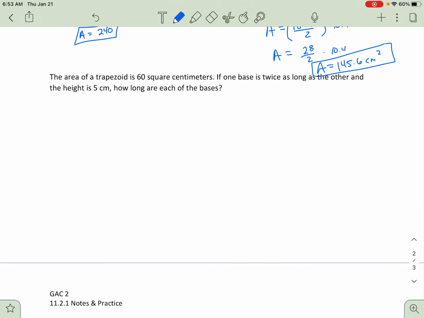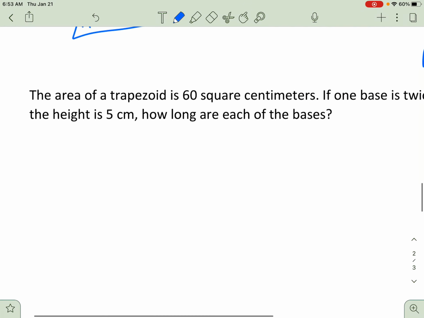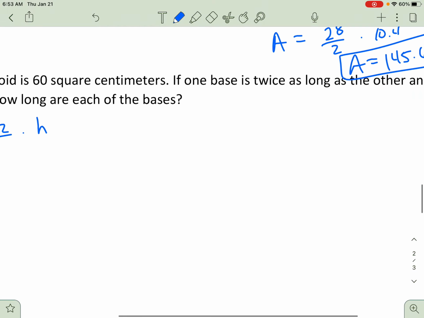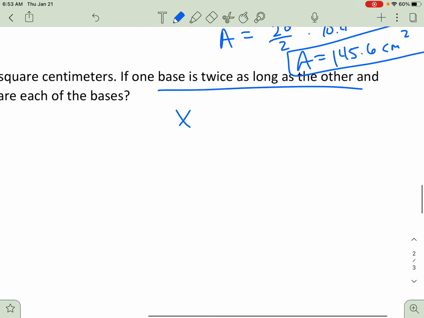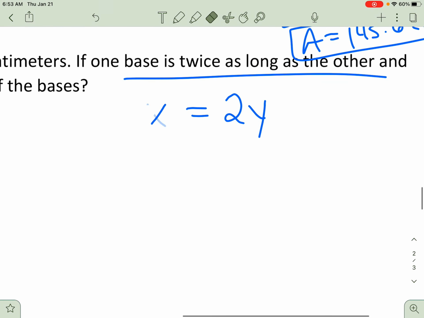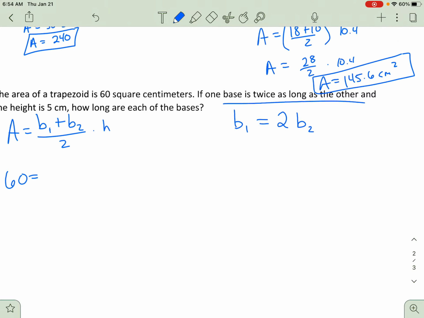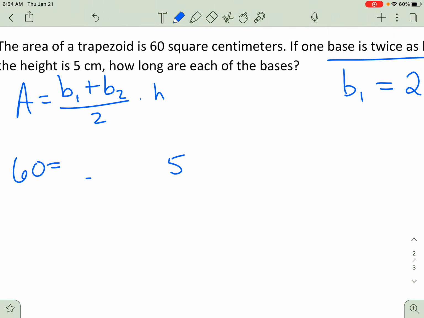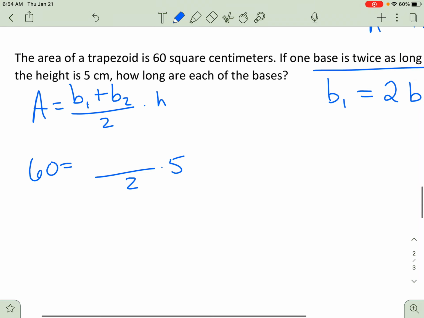Okay, area of a trapezoid, 60 square centimeters. Well, it's a trapezoid. So you got base 1 plus base 2 divided by 2 times the height. So 60 is the area. One base is twice as long as the other, so x is equal to 2y, right? Or you could say that base 1 is equal to 2 times base 2. And the height is 5 centimeters.